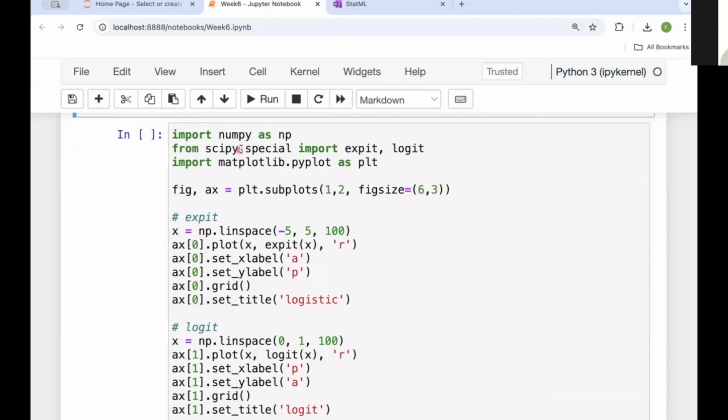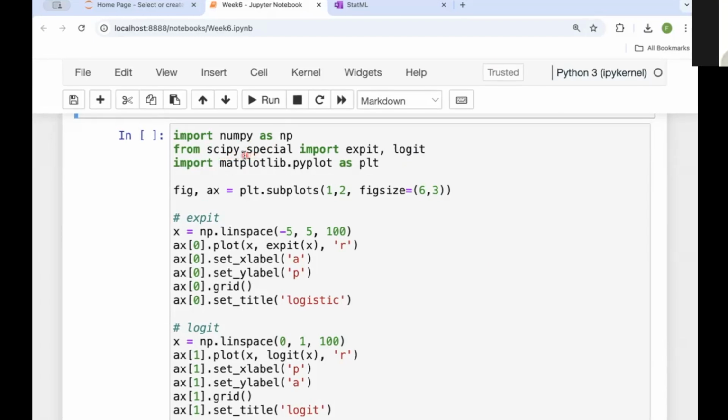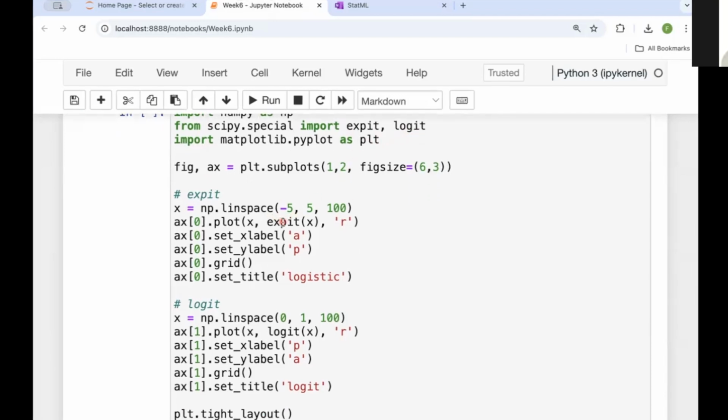So we import numpy as np. Also, both the logistic function and the logit function are already implemented in SciPy, which is another important scientific computing library in Python. Inside SciPy, we have a module called special. Now we know how this dot notation works. So we have the package, then the module, and then we import the logistic function and the logit function. In this case, instead of working from -10 to 10, I'm working from -5 to 5.